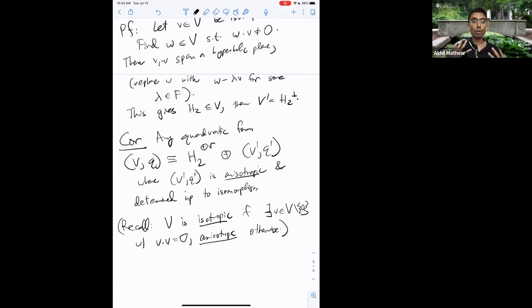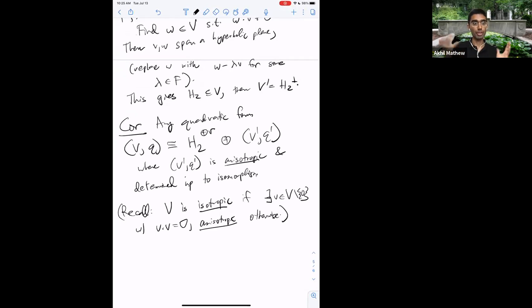Okay, so if your goal is to classify quadratic forms up to isomorphism, which is an important goal in this subject, then it really suffices to work with anisotropic forms. Another observation is that hyperbolic forms look the same over any field, and any question involving them is very easy to answer. So it's really the anisotropic forms that are interesting to understand. This is the normal form of quadratic forms that I was alluding to: anisotropic forms are the building blocks that you want to understand up to isomorphism.